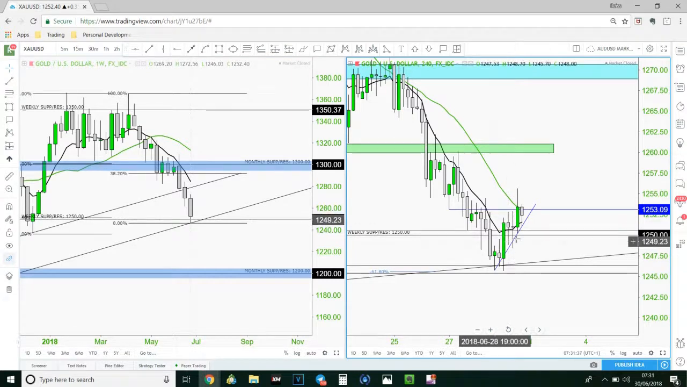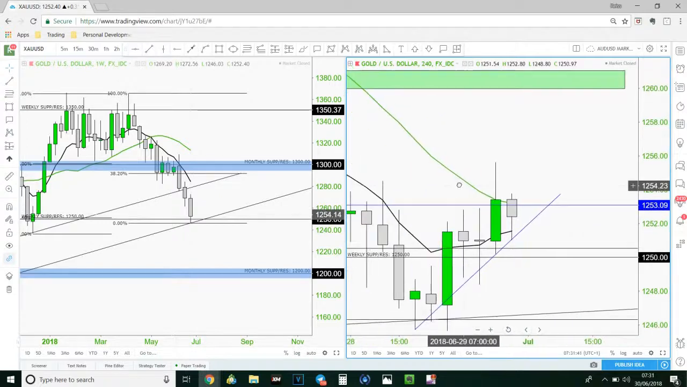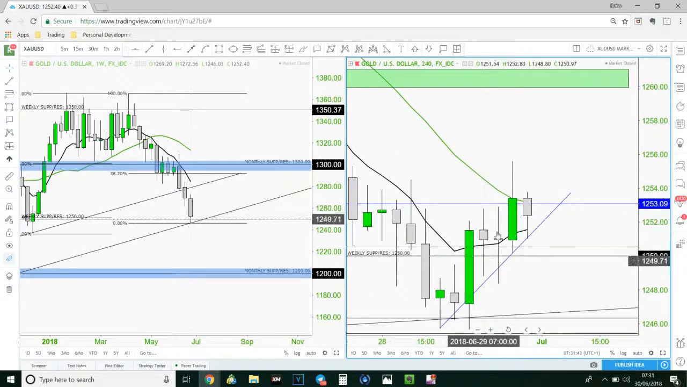And then we had this candlestick formation right here. The next one that came, this is something called a spinning top. The next one's called a doji. They pretty much mean the same thing. It just represents indecision, that the market didn't know what to do.